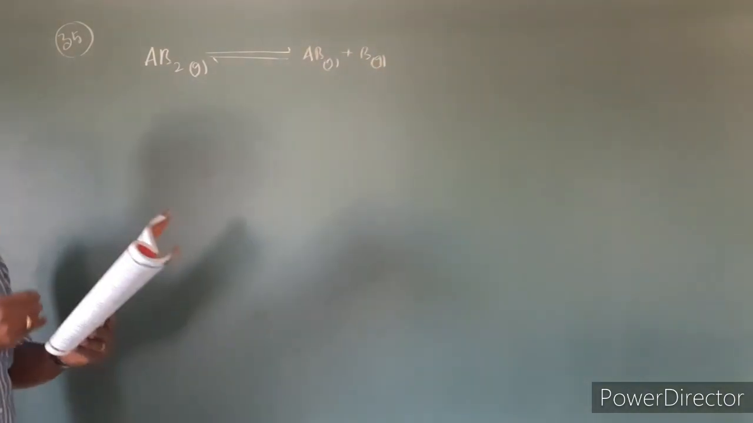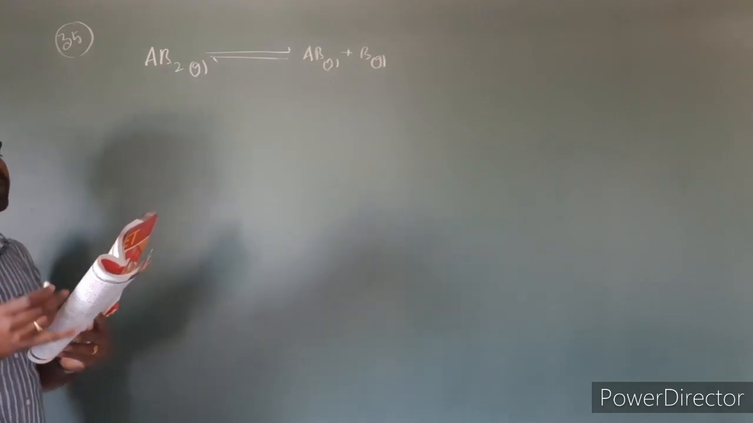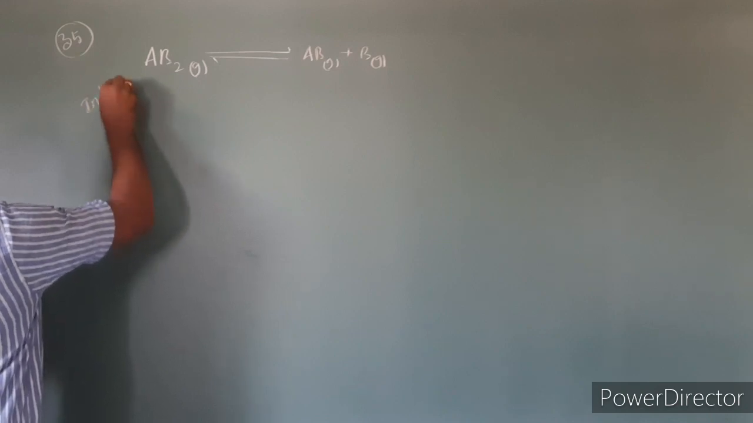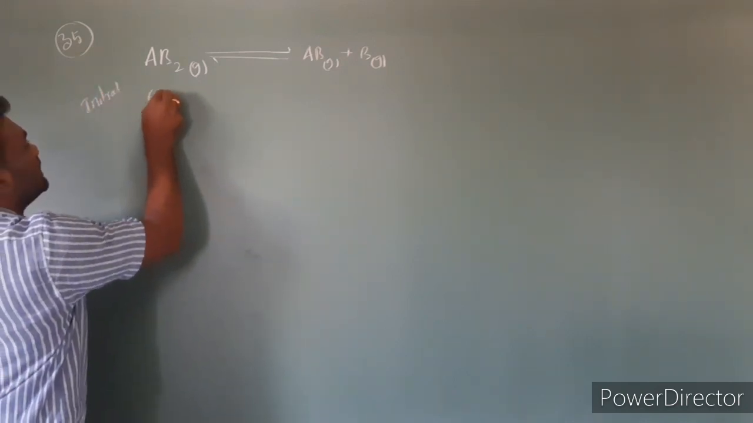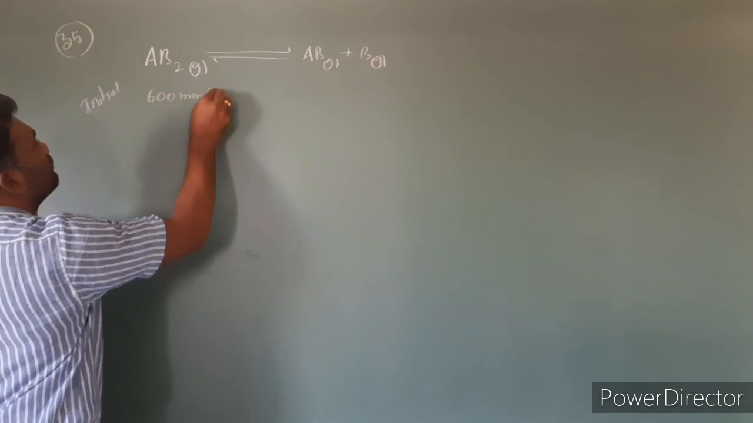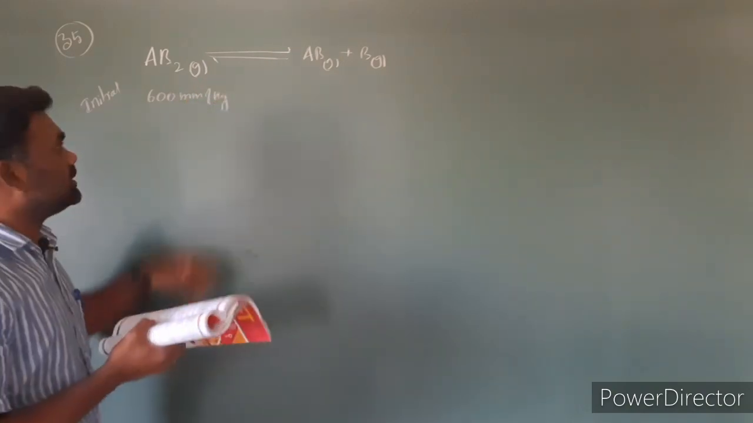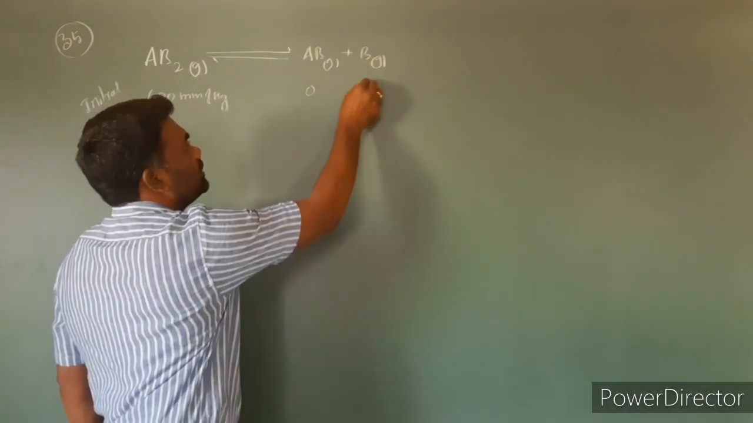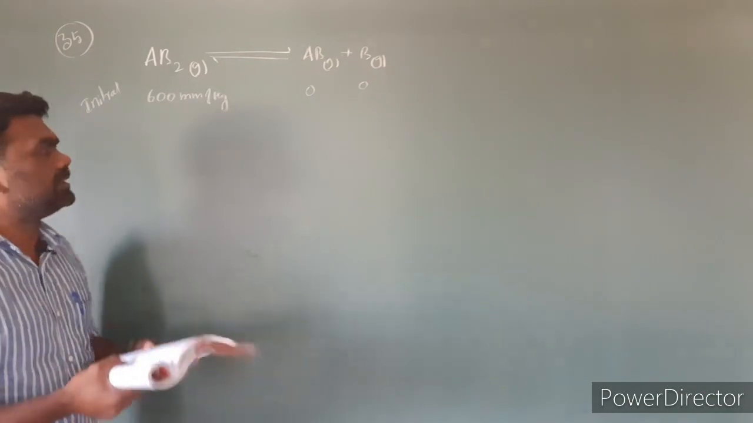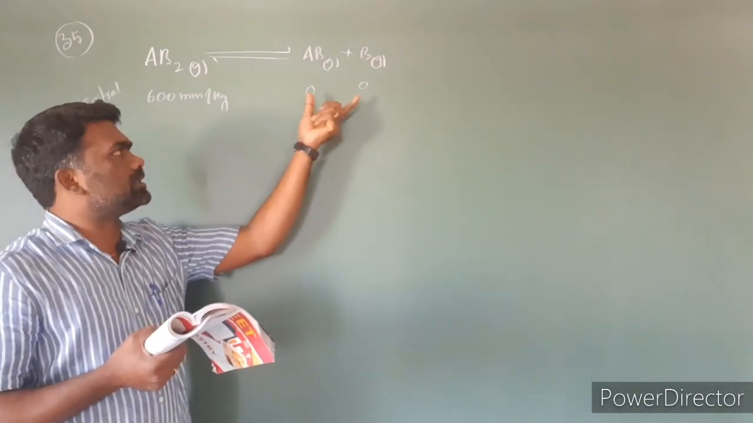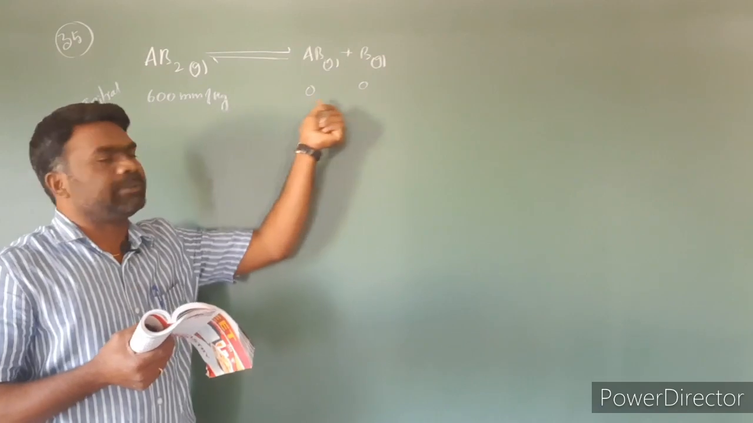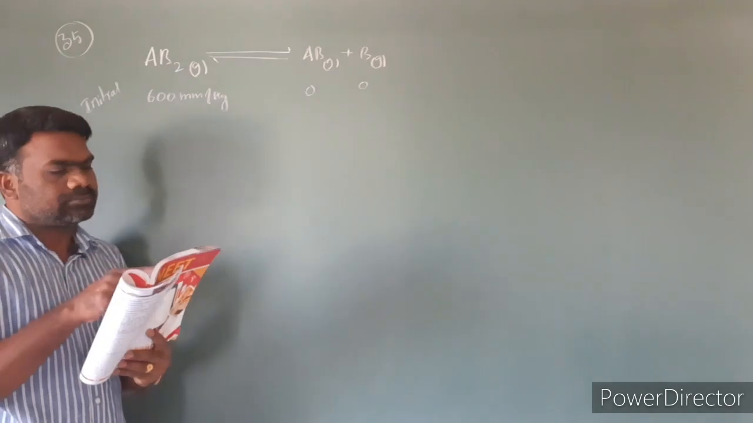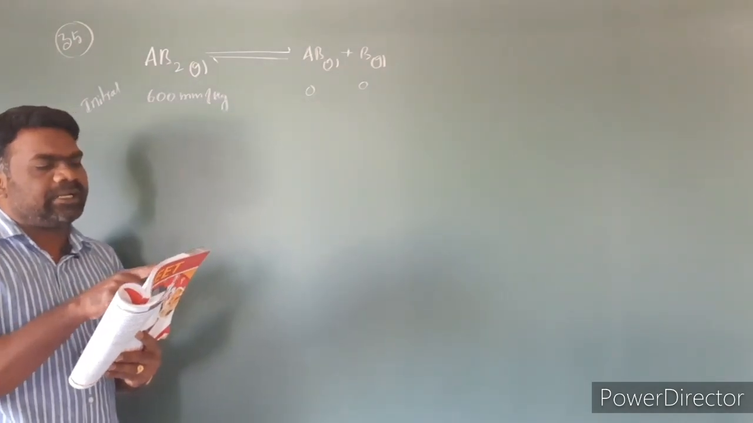So the data given is, when the initial pressure of AB2 is 600 mm of Hg. So the initial pressure of AB2 is given. Initially the reaction has not started. That means there is no product, so their pressures will be taken as 0. So AB is 0 and B also will be taken as 0. Initial, in the sense the reaction has not started, the product is not there, so their partial pressures will be taken as 0. Isn't it? Next, the data given is the total equilibrium pressure is 800 mm of Hg.